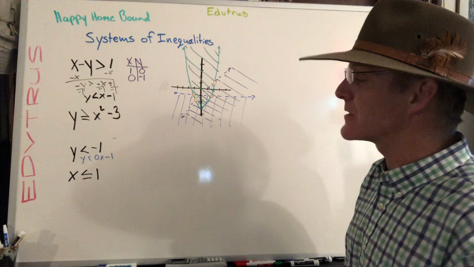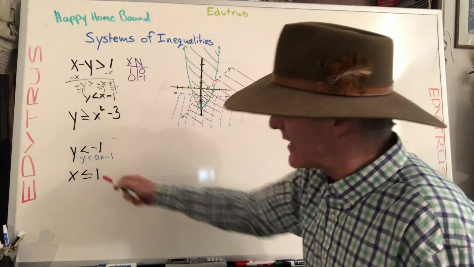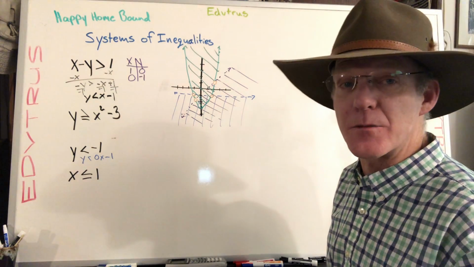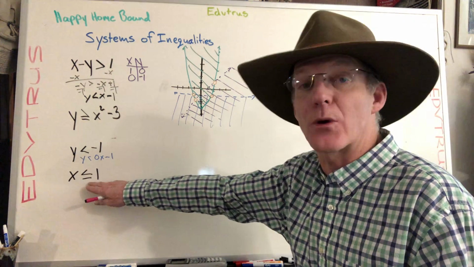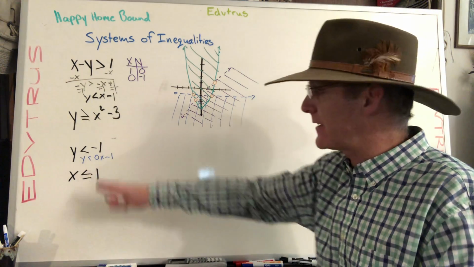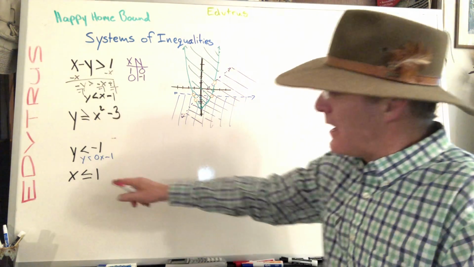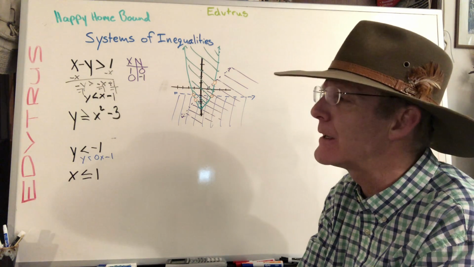The last one I want to talk about is kind of an oddball. It says x is less than or equal to 1. So we know what kind of line it's going to be, solid or dashed. Right, solid, because it's or equal to. That includes the line. That does not, that does, that does not. Now, x is less than or equal to 1.